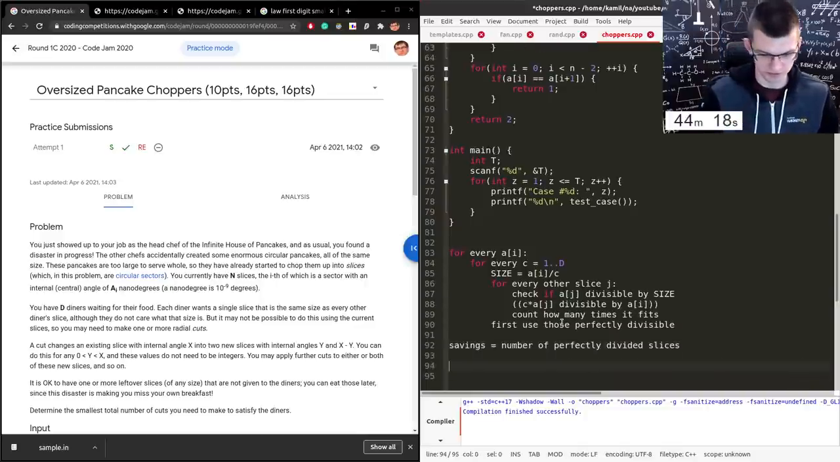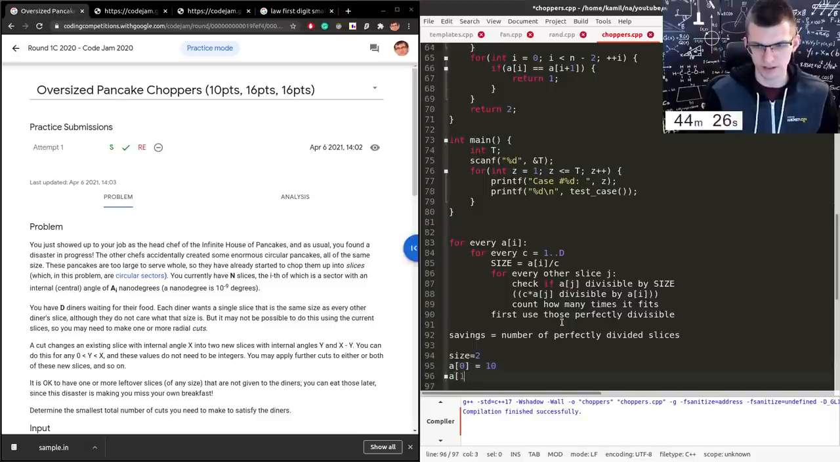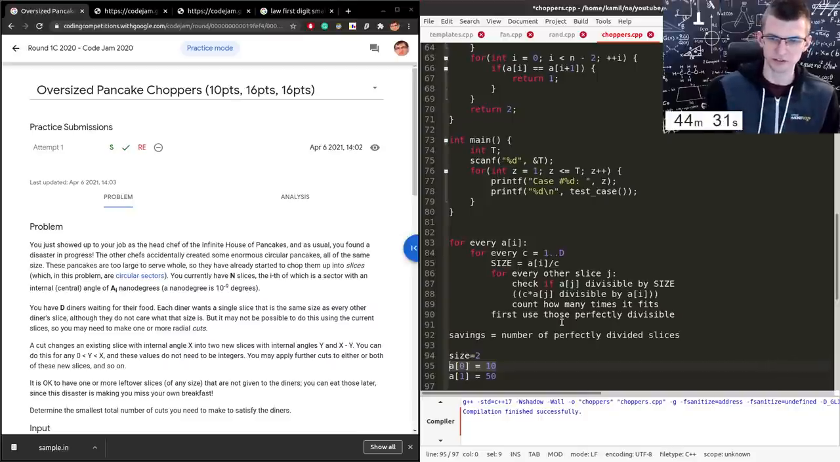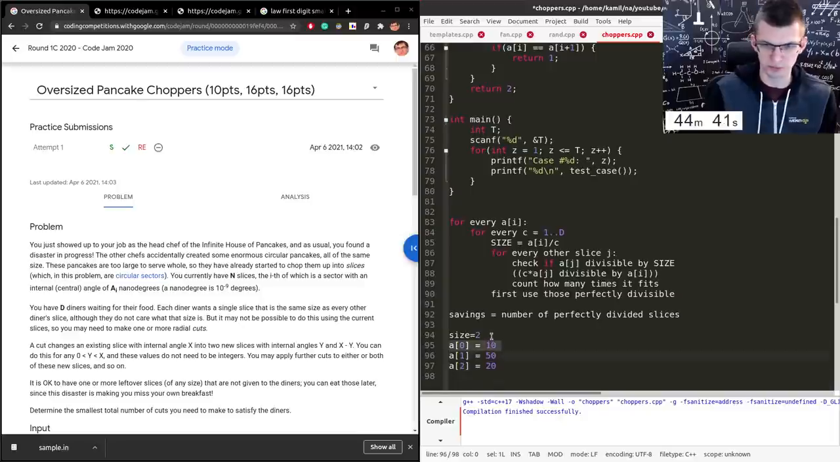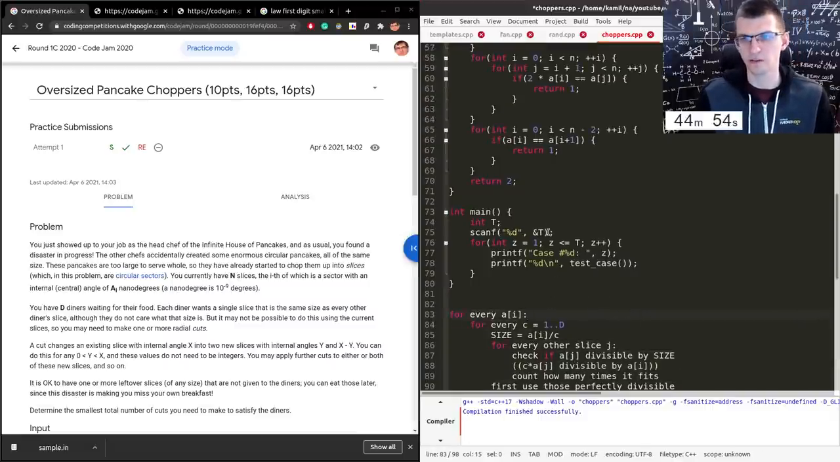For example, if the size that I want to achieve is 2, and I have, let's say, a of 0 equal to 10, and a of 1 is equal to 50, it's better to use this one to get 5 parts of size 2, because if possible, maybe here I will have another small one, and I will use both this one and this one, both divisible by 2, and I will have more savings. I want to use a lot of small numbers divisible by the size. So that's the scheme. That's the, let's say, draft.